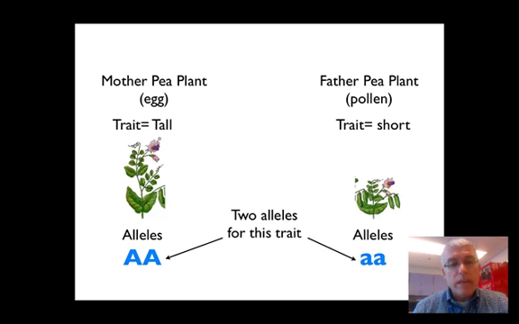So, for example, we can represent a pea plant, we'll call this the female pea plant because she's going to be producing the egg, as being tall because she grows tall. And her alleles are going to be a capital A and a capital A, or big A, big A. The father pea plant, which is going to be producing the pollen and the sperm cells, we're going to call this guy short because he doesn't grow very tall, and his alleles are going to be little a, little a, his pair, so to speak. So you notice each parent has a pair of alleles that's controlling how tall they grow.